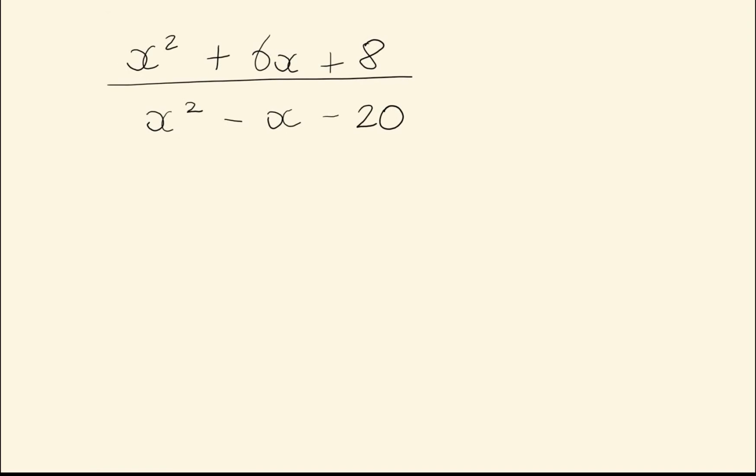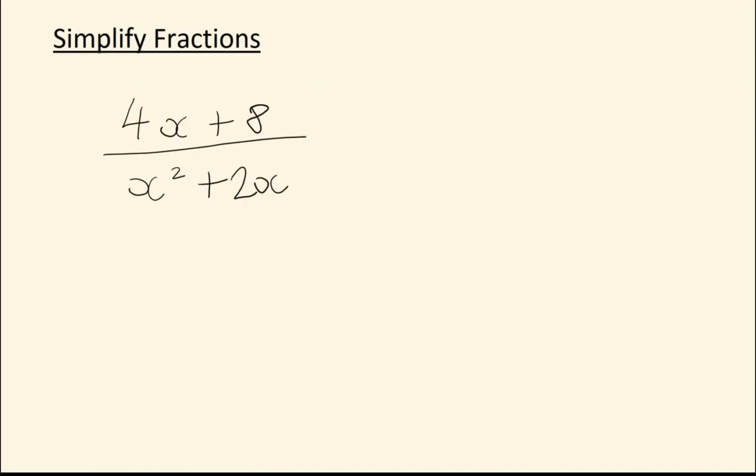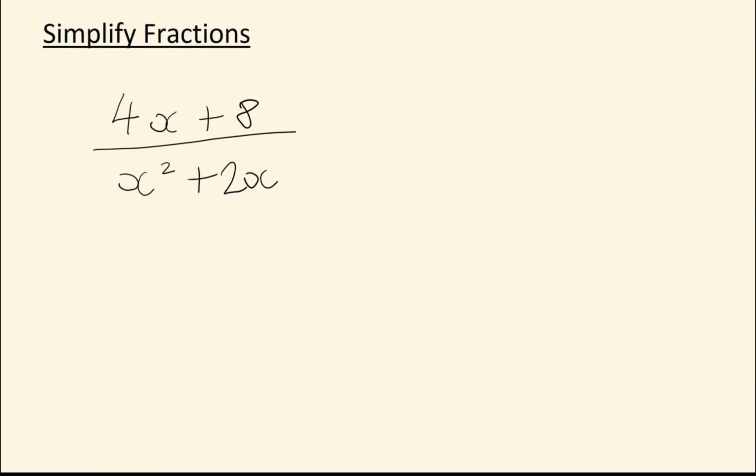Key rule here, and for everything we're doing right now, is you always want to factorise first. So let's go for the first question, and we're going to factorise top and bottom, and then see what jumps out. So for my numerator, we should see a common factor of 4, so we can factorise out that factor of 4. And for the denominator, our common factor is x.